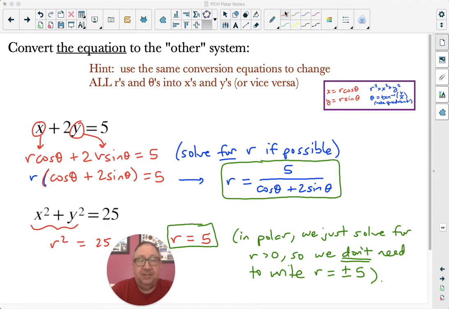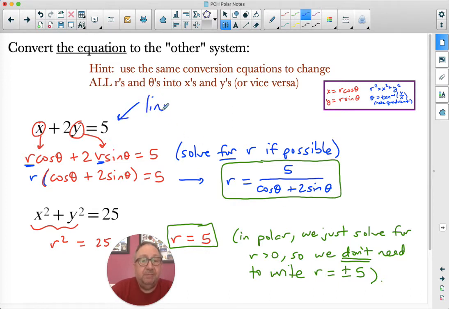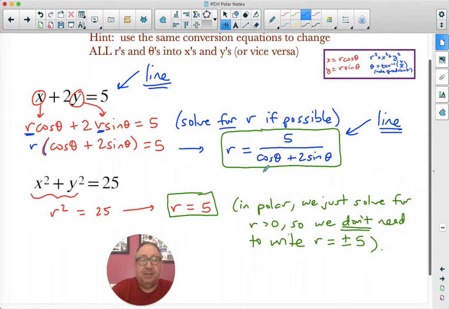Directly substitute those two. Usually we want to solve for r if we can. This is an easy r to solve for because we're going to factor out the r. There it is. All the rest gets divided. So r equals, and there's our equation. This is a line. So is this. In fact, it's the identical line written in its polar form. And we'll look at graphing as our next topic.